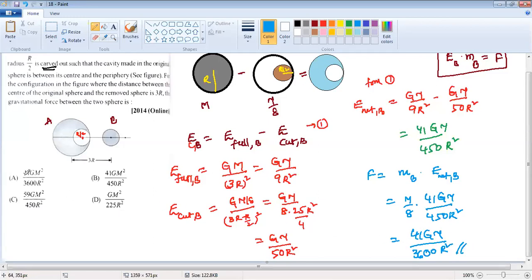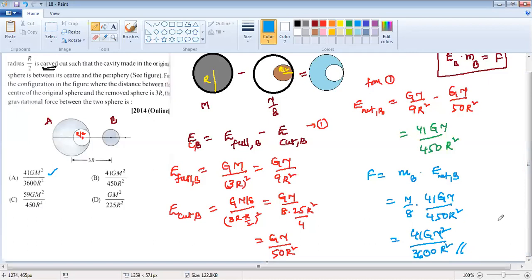So what is the final answer? Option A is the right answer. Here m into m multiplied is m square. So this is the final answer in this question. These are very, very important models. We can solve these types of models even in electrostatics.